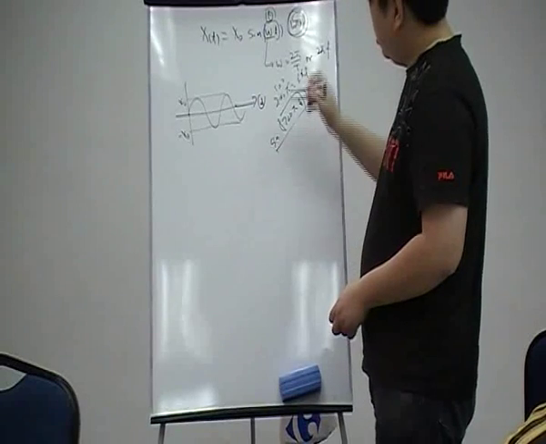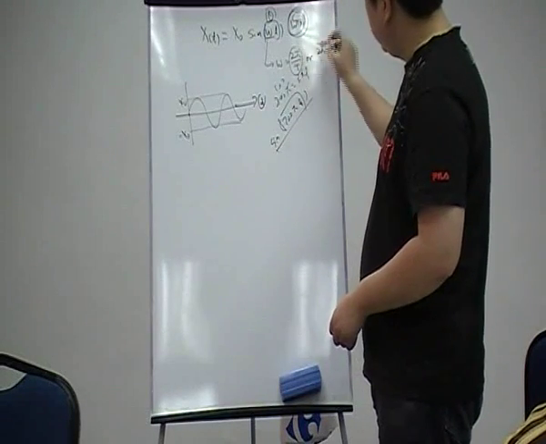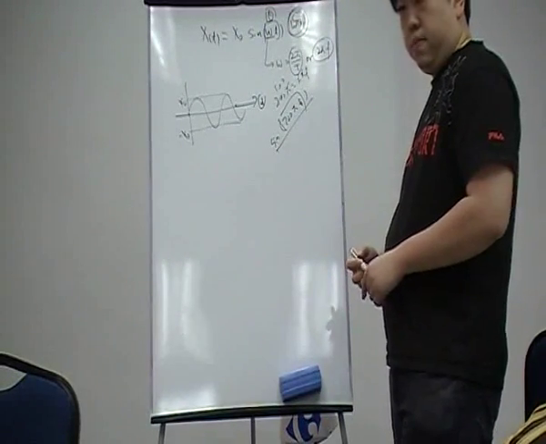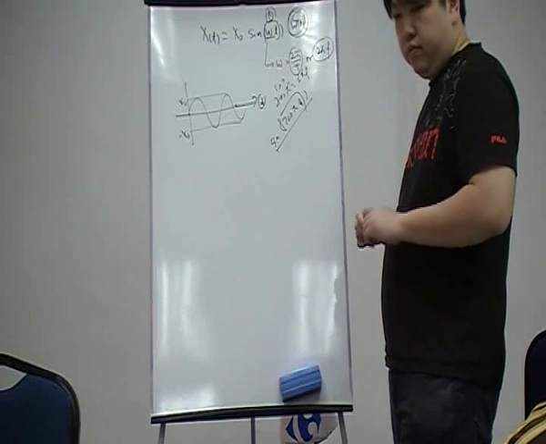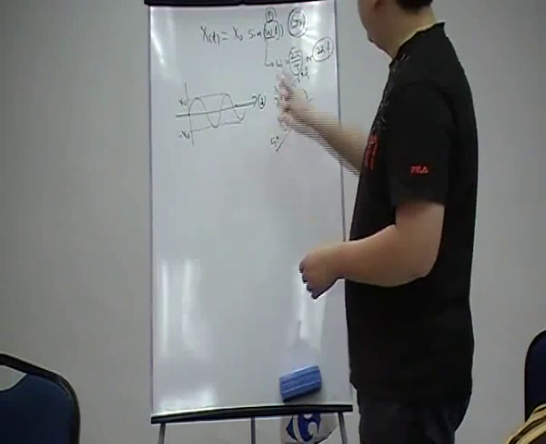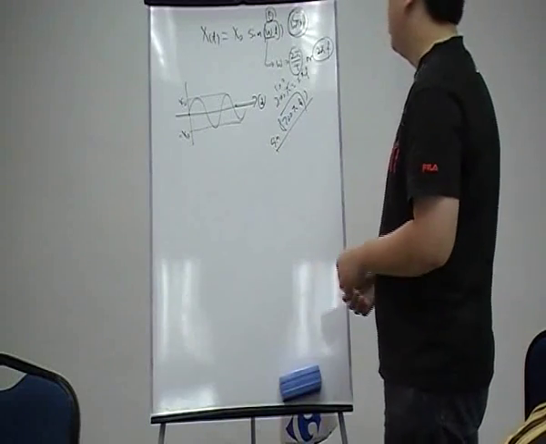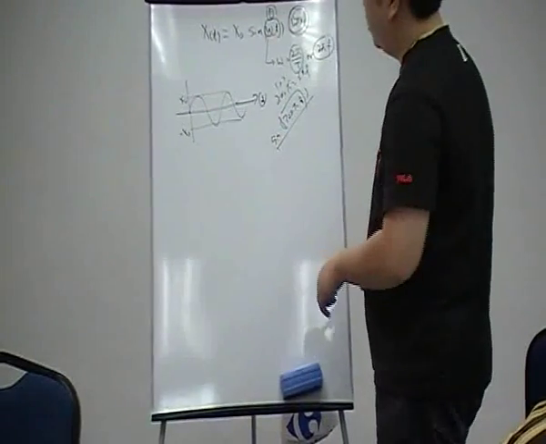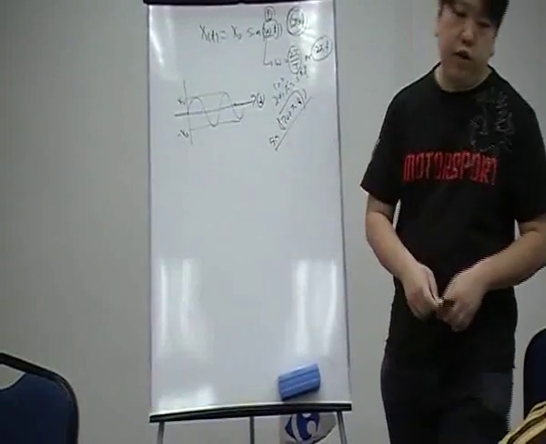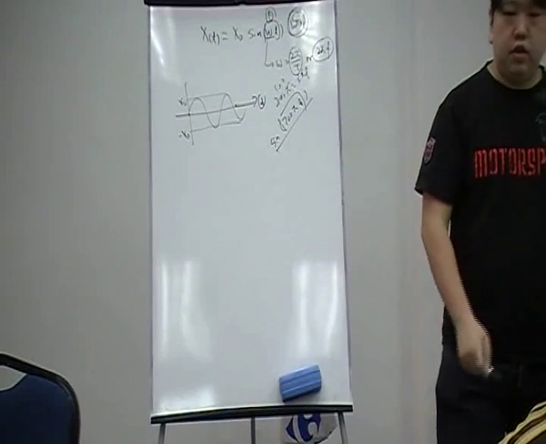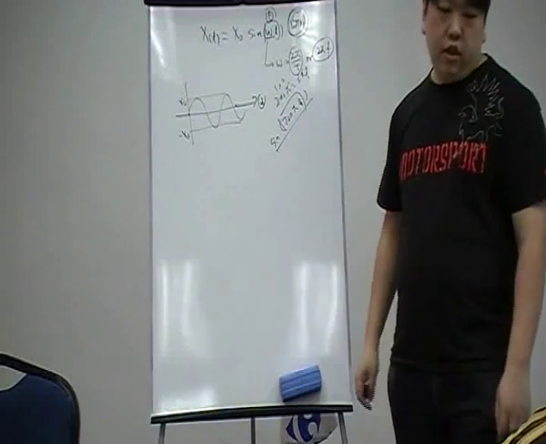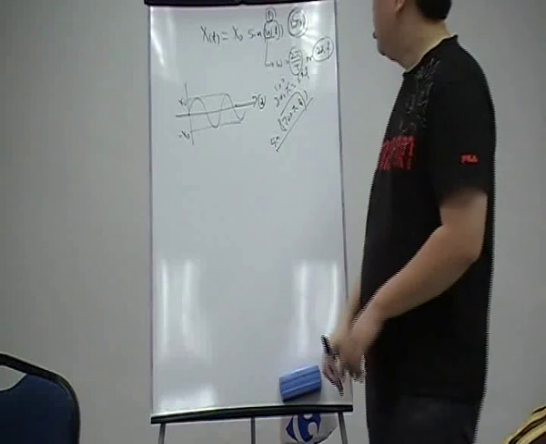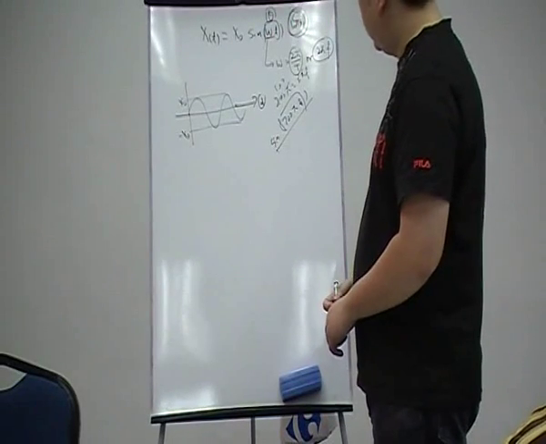So how do we find this omega? 2 pi over T or 2 pi f? And this is what we call a phase angle. We say 180 degrees out of phase, anti-phase, in phase, or 90 degrees out of phase, those things. So 200 equals 2.